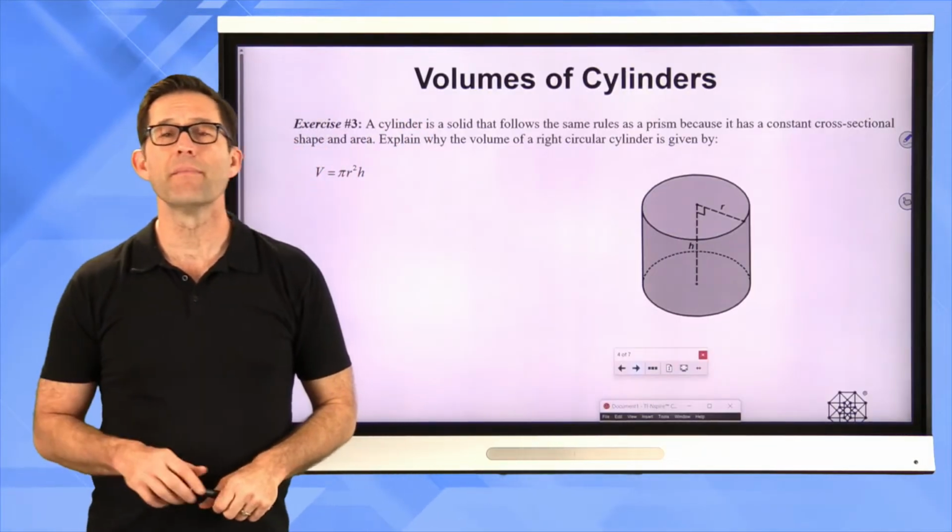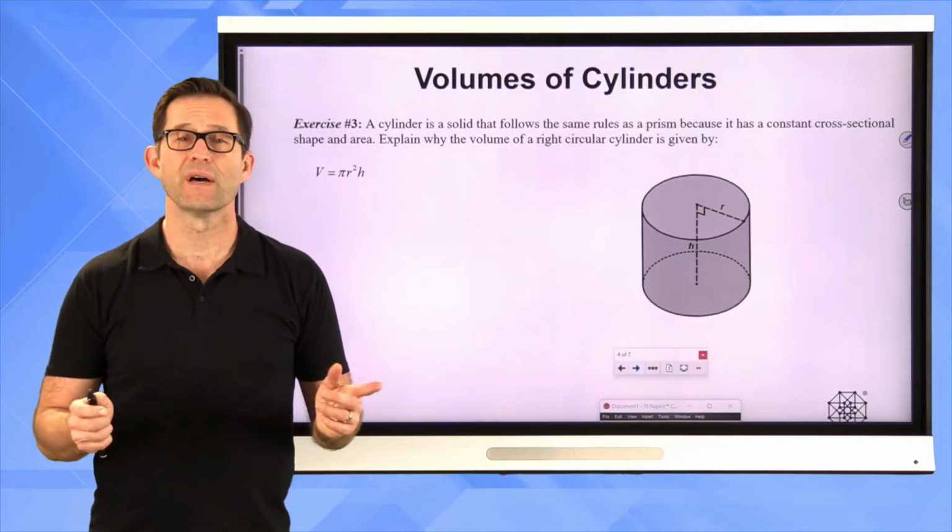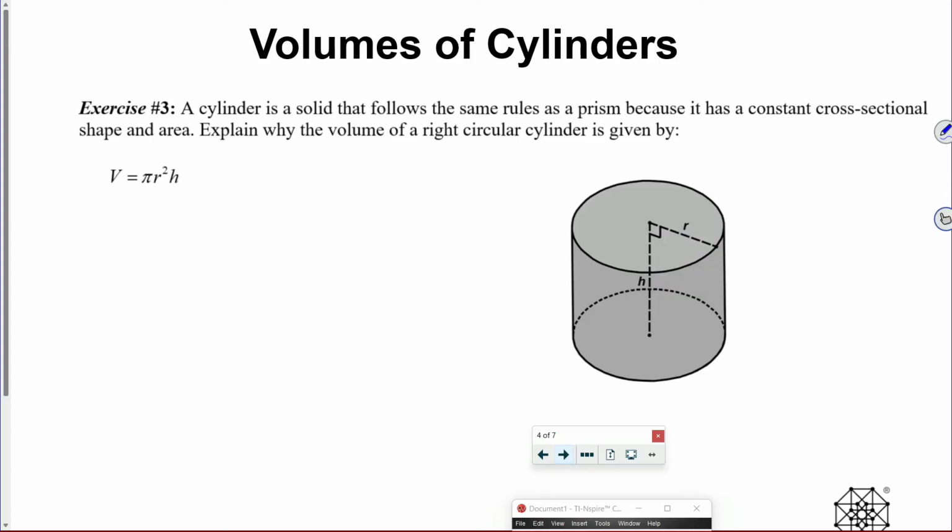Now let's talk a little bit about the volume of cylinders. Exercise number 3. A cylinder is a solid that follows the same rules as a prism because it has a constant cross-sectional shape and area. Explain why the volume of a right circular cylinder is given by V equals pi r squared times h.